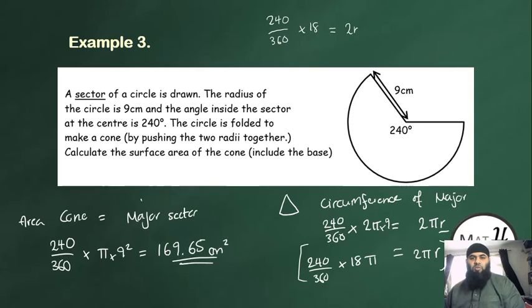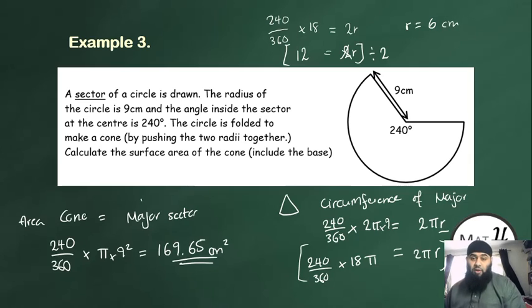Now, if I work this out on a calculator, 240 divided by 360 times 18 gives me 12. So this gives me 12 equals 2r. To get rid of the 2 from the r, I need to divide everything by 2. This cancels out, and the radius of the cone is 6. So 12 divided by 2 gives us 6 centimeters.